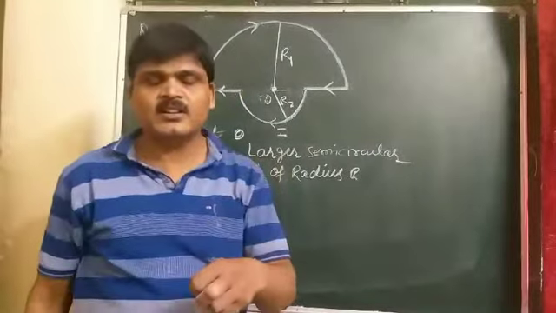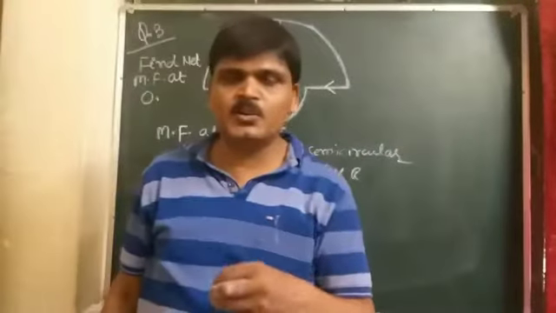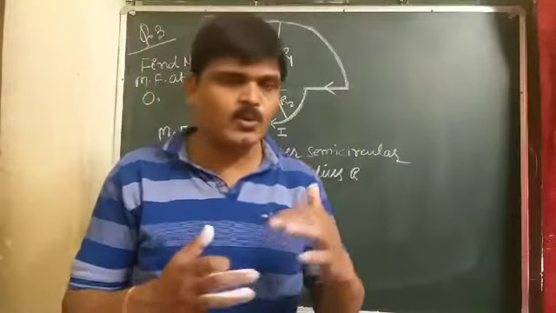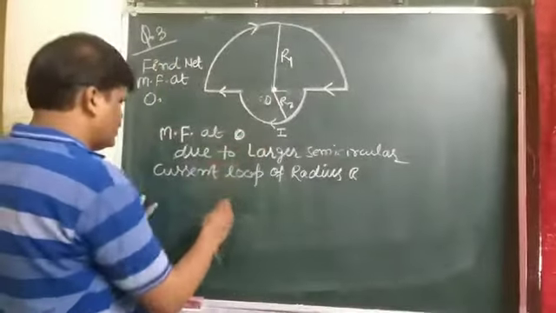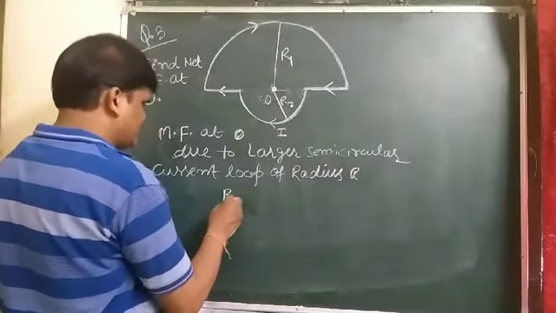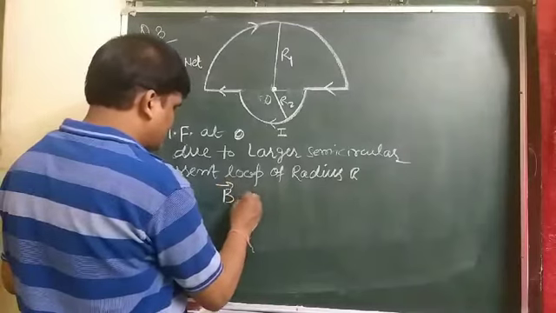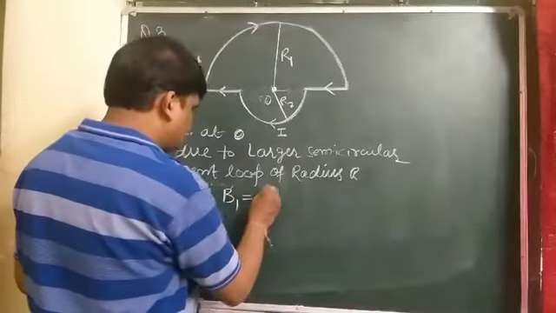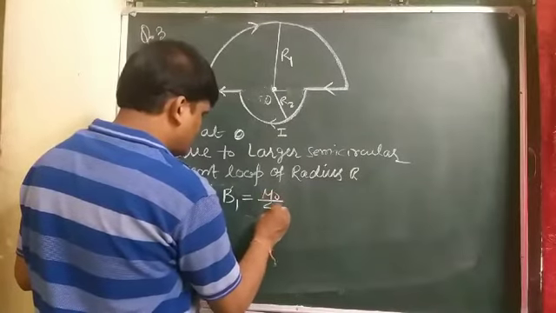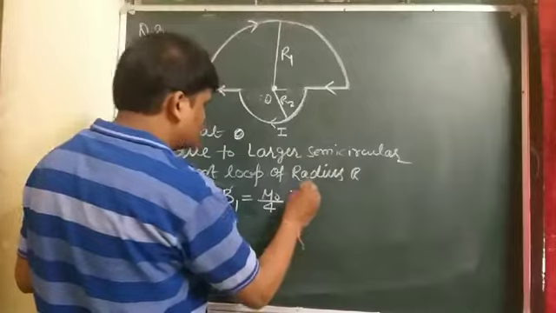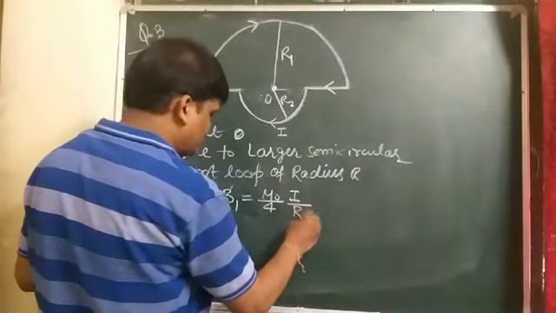So use the formula: magnetic field at the center of a circular current loop is mu naught by 2 I by r, but here it is a semicircle, so we put mu naught by 4 I by r. So the magnetic field, suppose B1, comes out to be, taking only magnitude, mu naught by 4 I, where the current flowing in the semicircular loop is I and the radius is R1.